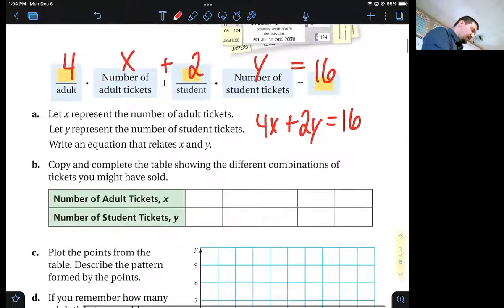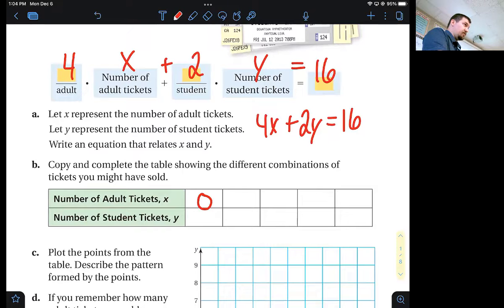So it says, copy and complete the table. I'm not sure why it says copy. Probably because it wanted you to do it on your own paper. We're not going to do that. Complete the table showing the different combinations of tickets that you might have been able to sell. So what's the lowest number of adult tickets we could have sold? 0. If we would have sold 0 adult tickets, all $16 would have come from student tickets.